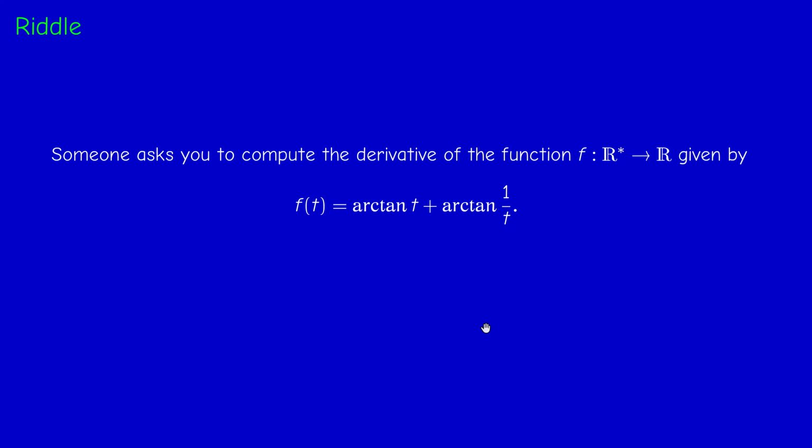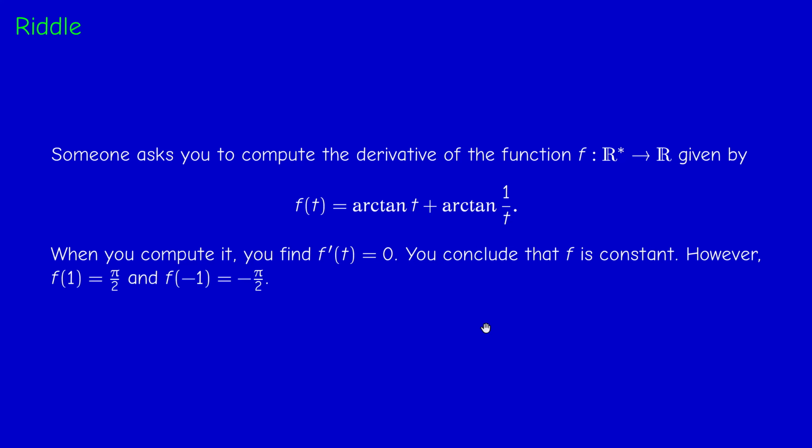Hello and welcome back. Before I continue the lecture, let me start with the riddle, which is important for future math teachers. Okay, here's the riddle. Someone asks you to compute the derivative of arctangent t plus arctangent 1 over t outside 0. When you do the computations, you will find that f prime is 0.